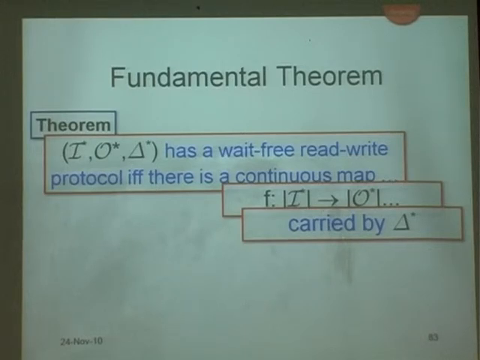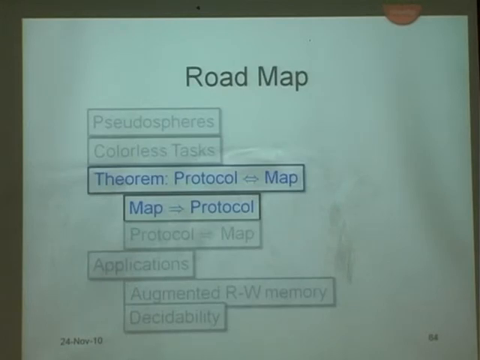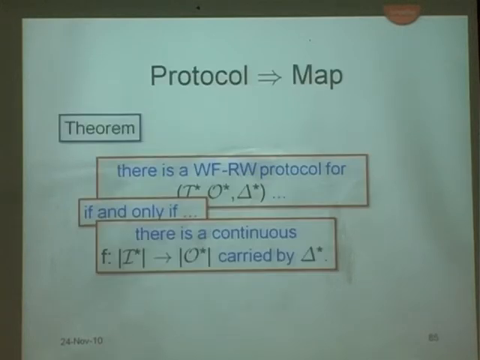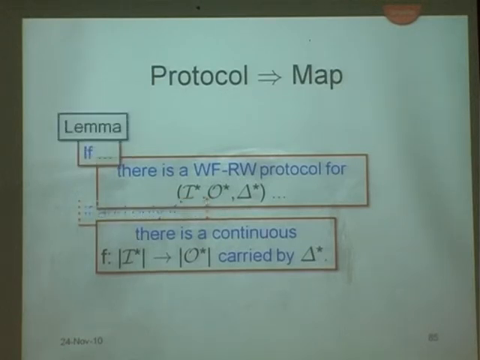And this is going to be useful later on because that means we can pull out theorems about continuous maps and use those. And so we can be opportunistic about moving from discrete to continuous and then back again, depending on where the most convenient theorems happen to be. Okay, one direction: suppose I have a continuous map, turn it into a protocol. So the theorem says there is a wait-free read-write protocol if and only if there's this continuous map. And the direction we want to go in is if this is true, then that's true.